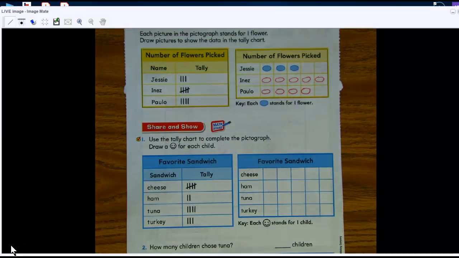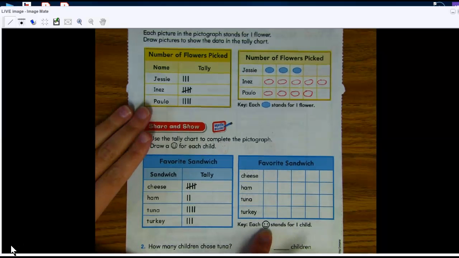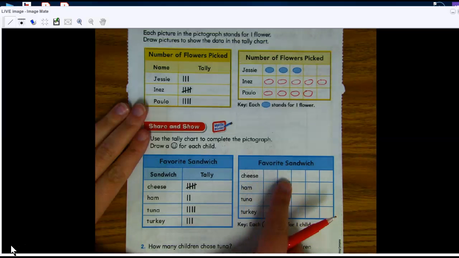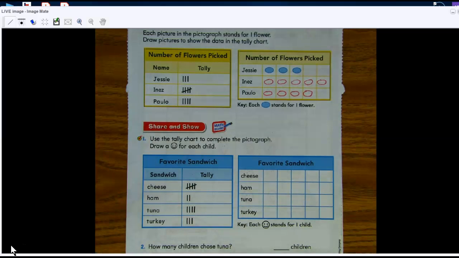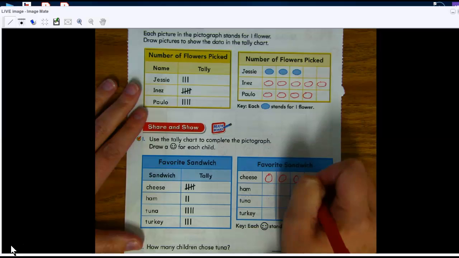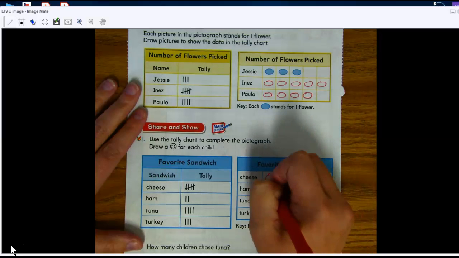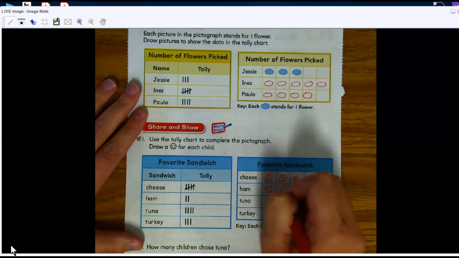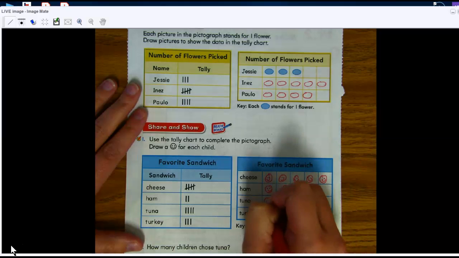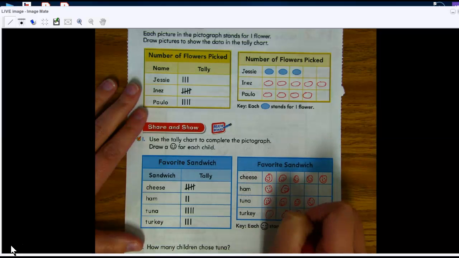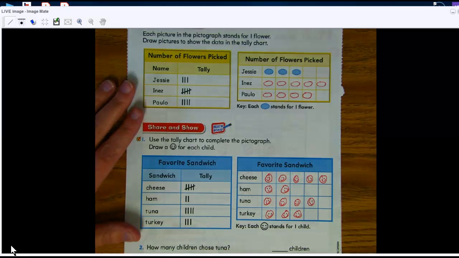Okay, I want you to make a pictograph over here. We're using smiley faces for 1 child. So 5 people like cheese, so you're going to do 5 smiley faces, 2 for ham, 4 for tuna, and 3 for turkey. I want you to go ahead and use smiley faces and use the tally graphs to fill in the chart. Go ahead and do that. So now let's answer some questions for the pictograph we just made.